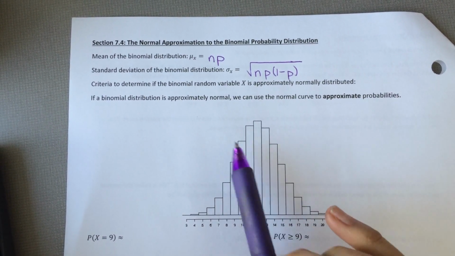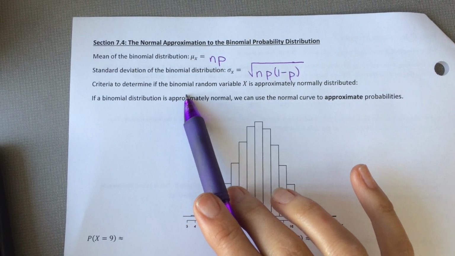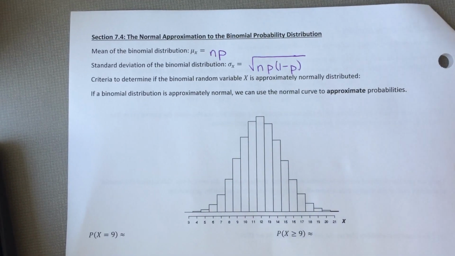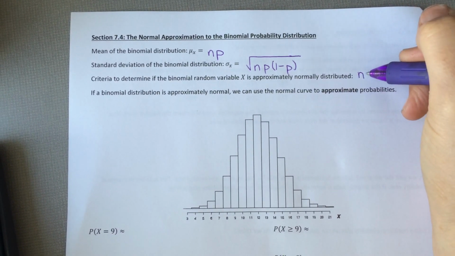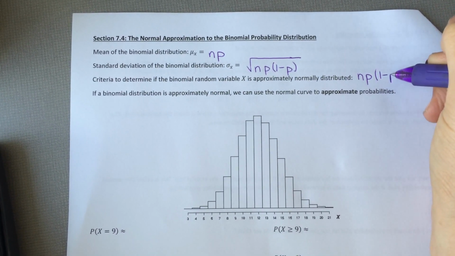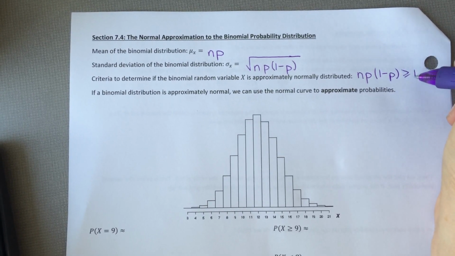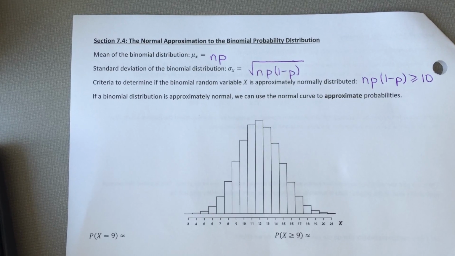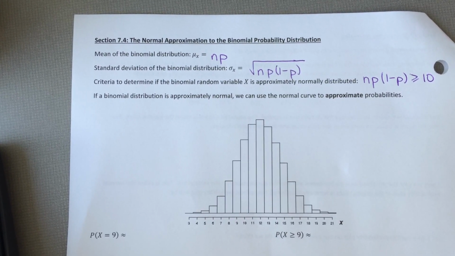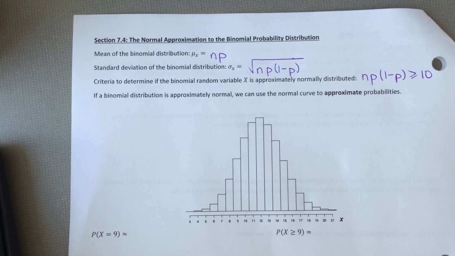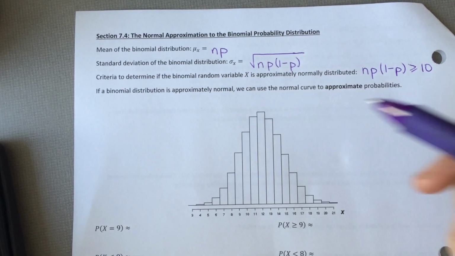And more importantly, the criterion to determine if our binomial random variable is approximately normally distributed, which we saw in chapter 6, is np times 1 minus p greater than or equal to 10. If our binomial random variable is approximately normally distributed, we're going to use a normal curve to approximate probabilities.